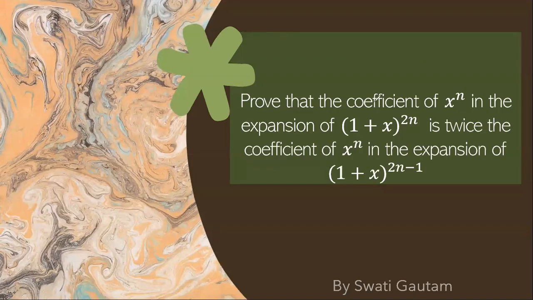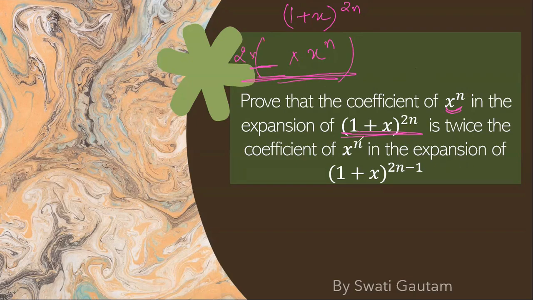The question is, prove that the coefficient of this in the expansion of this one. The first expansion in the question is (1 + x) raised to the power 2n, and they are asking you the coefficient of this in this. So when you have a term as x raised to the power n, they are asking you that the coefficient is twice. So this value will be twice the coefficient of x raised to the power n in the expansion of this.